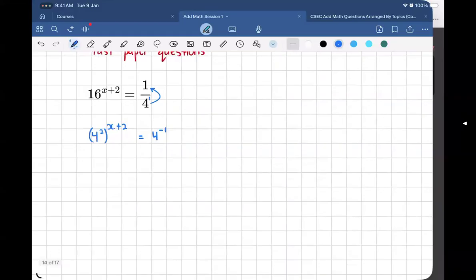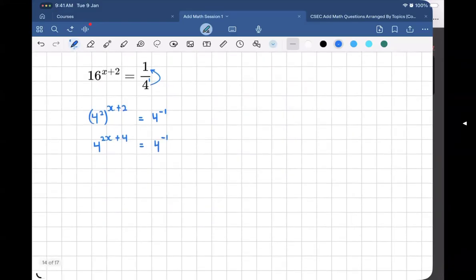Let's simplify now. On the left-hand side, that would turn to what? 4 to the power of 2x plus 4, sorry. And that will be equal to 4 to the power minus 1. Nice. Same base, so drop the bases, and you get 2x plus 4 is equal to minus 1.